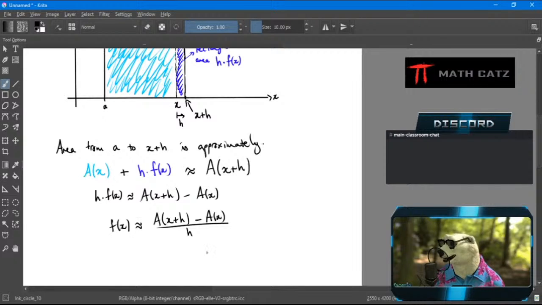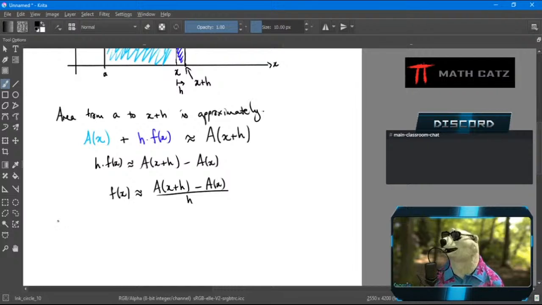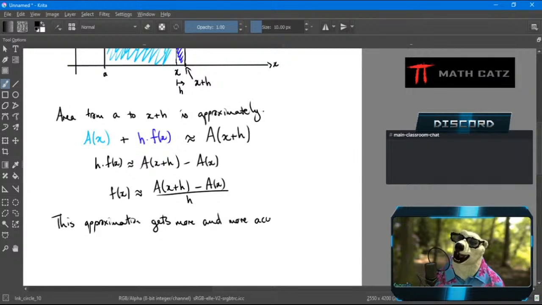Now, let's write this down. This approximation gets more and more accurate as h gets smaller.